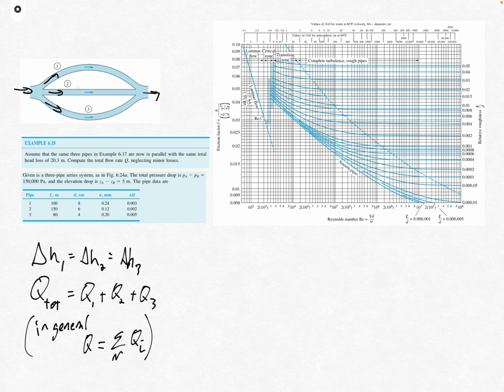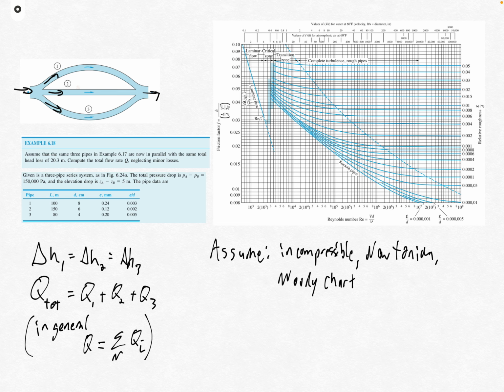Okay, so let's look at the specific problem that we have here. So we're going to start with some assumptions. So right there, we're assuming it's incompressible. We're assuming it's Newtonian, and in general that the Moody chart is valid. Because that's what we're going to be using in this case to find our friction factors.